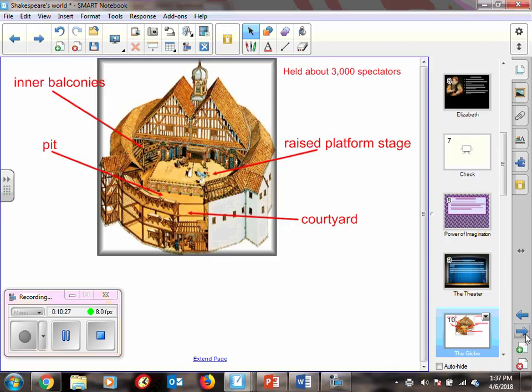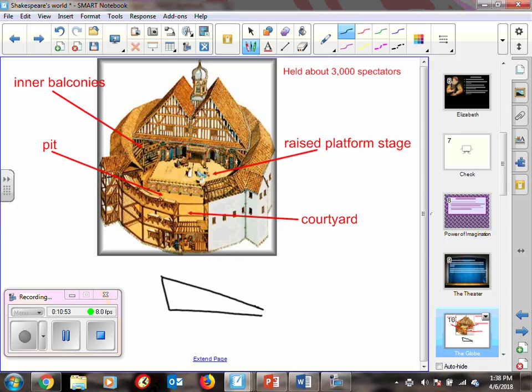The inner balconies, as you can see, you can kind of see the lines there, okay? That was kind of the further away from the pit you got, the wealthier you were. And they actually dealt with a raised platform or stage. And their stages were at an angle, like this, so people could see it. And that's why that is called downstage, and this is called upstage.